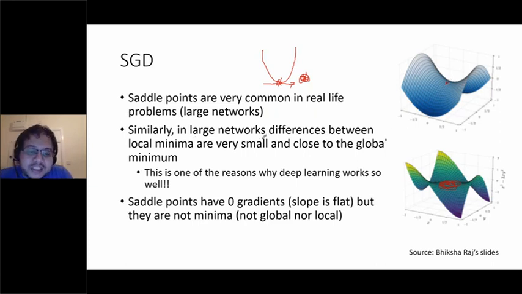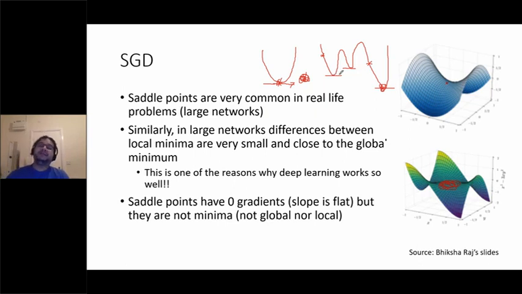So in large networks, there are also differences between local minima. For example, here we have a local minimum, a local one, a local one. This is the global one. This is the best solution, but of course, gradient descent can't find it if we start here. But if we start here, it will go here and stop here.